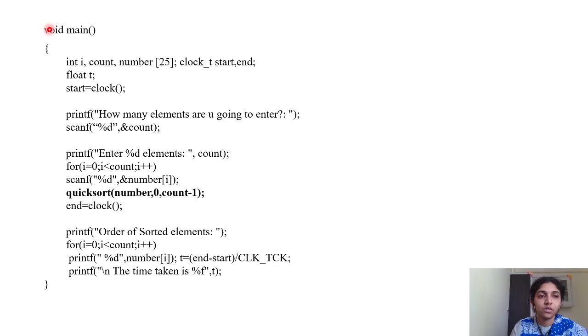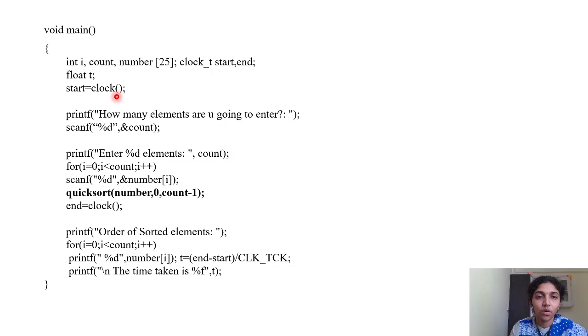This is the main function, where you are going to call the quicksort function which you have just seen. Here we have declared the variables i, count, number[25], and also clock_t start, end. clock_t is one more data type, and here it holds two variables called start and end. We have one more variable called t, which is of data type float.